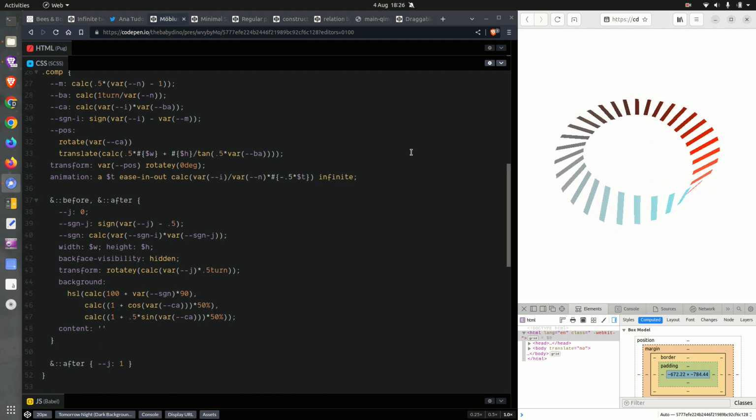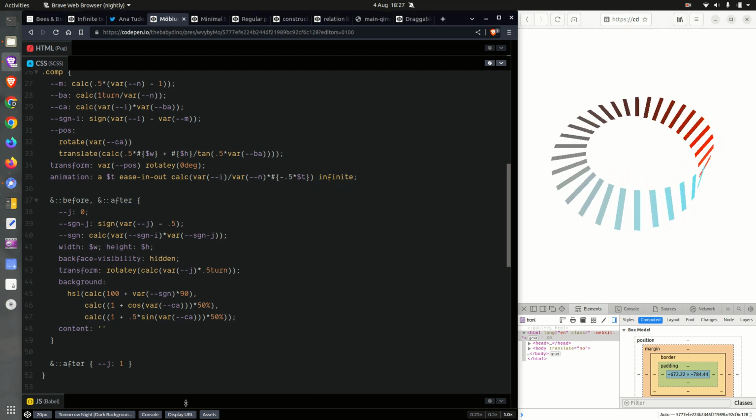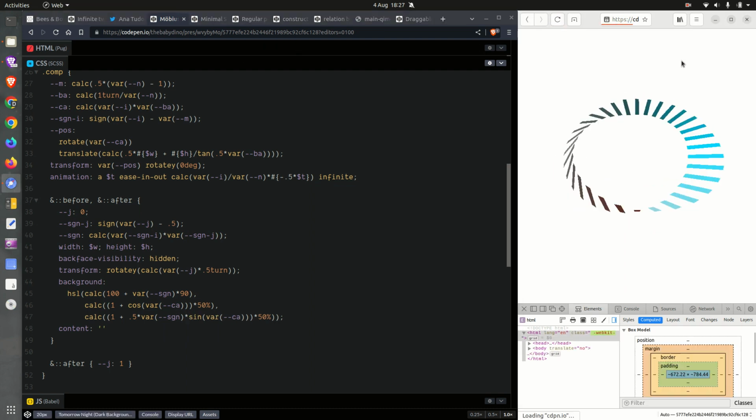Okay, but you can see how it's light on both sides, and we want this to depend on the side. So we are going to have that sine there as well. So if we refresh, you are going to see how it's dark on one side and light on the other side.